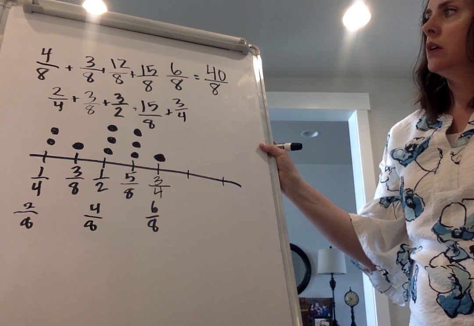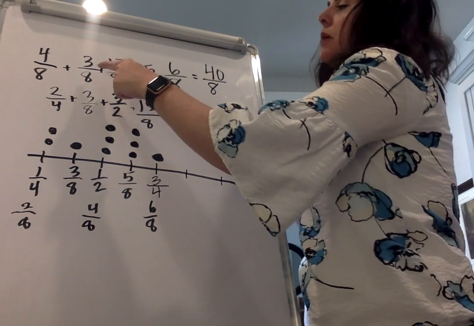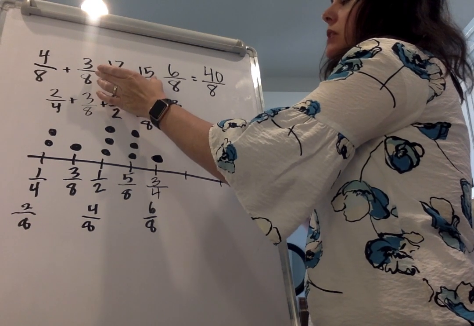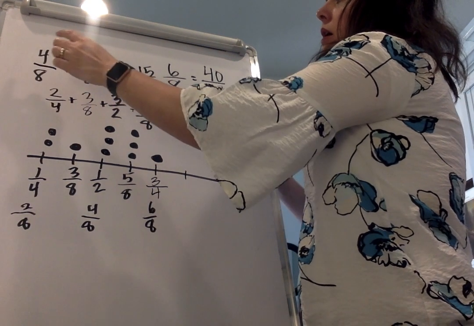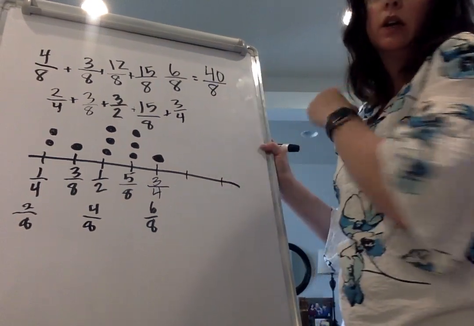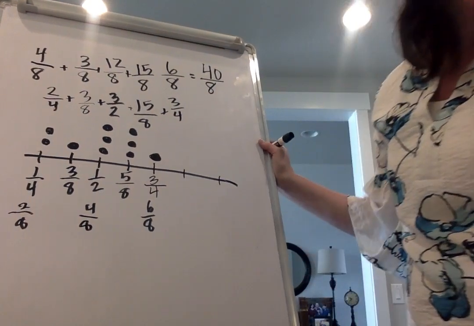Okay. Let's try that. I'm going to try another way. Just make sure I'm right. 3 plus 12 is 15, and I know that 15 plus 15 is 30. 4 plus 6 is 10. 30 plus 10 is 40. We should be good. Okay, perfect.